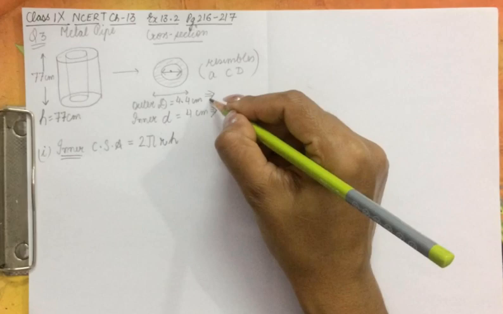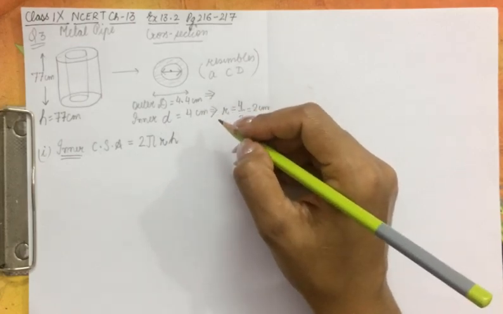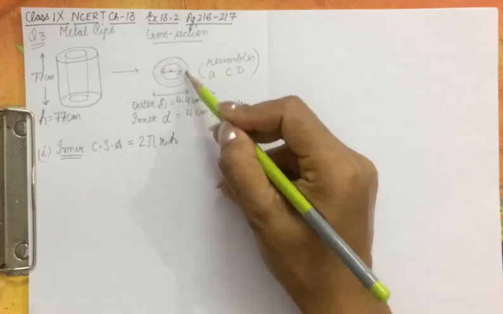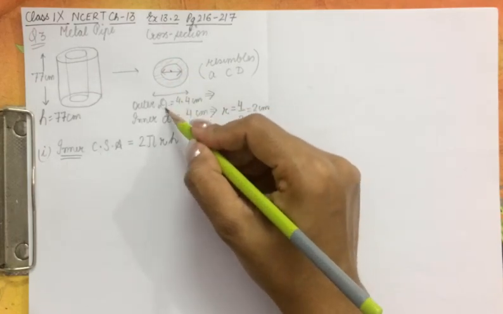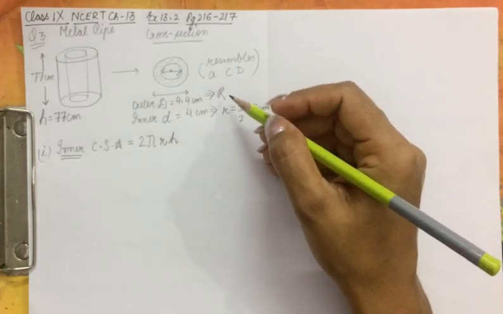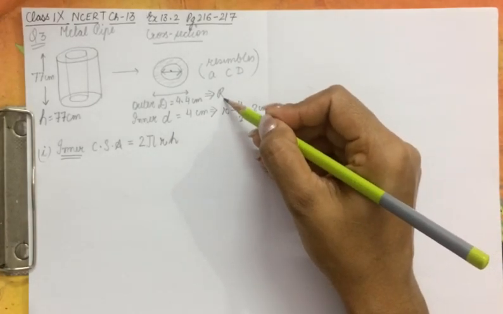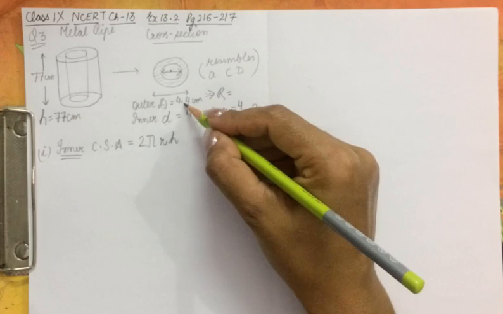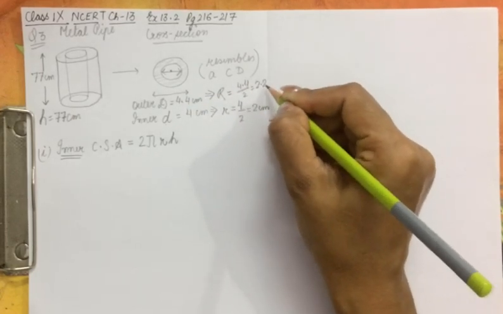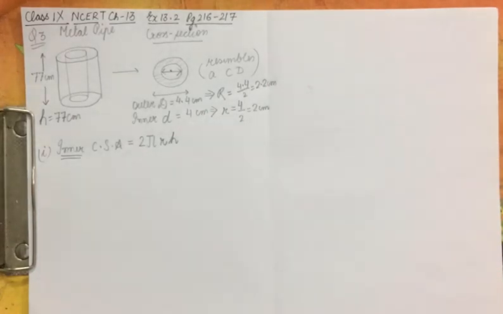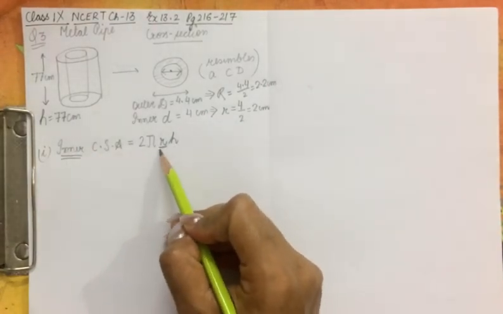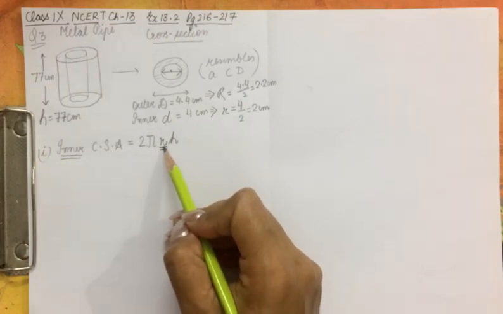And same way for the second part, I will be requiring the radius of the outer circle. So for the radius of the outer circle, I'll be using the diameter of the outer circle. So I'm using capital R for the bigger circle. The diameter 4.4 divided by 2 is 2.2 centimeters. Now for inner curved surface area, this is the formula. The only difference will be we have to use inner radius.